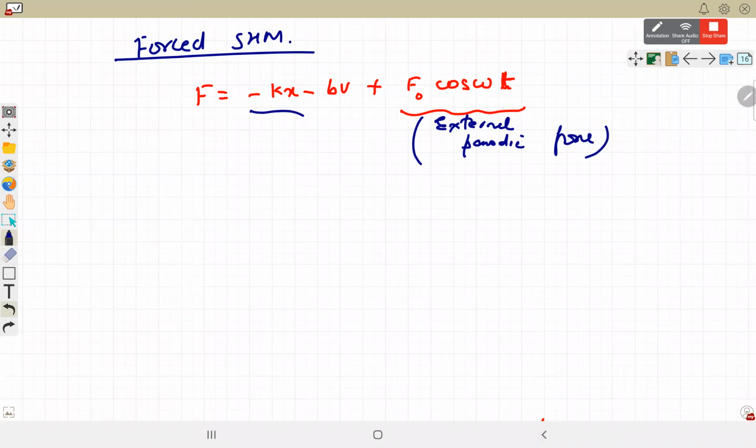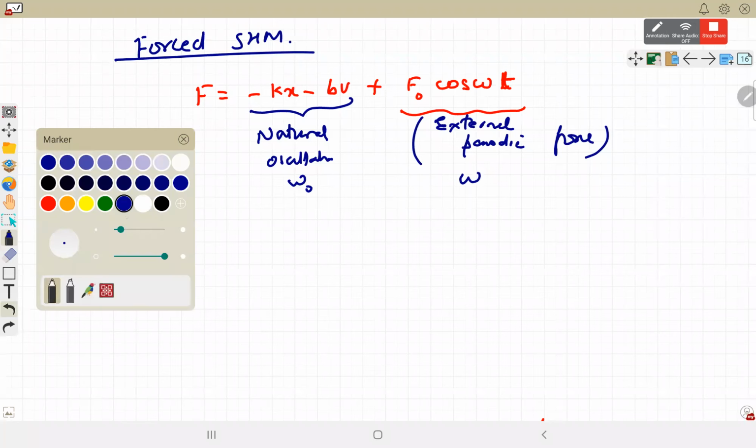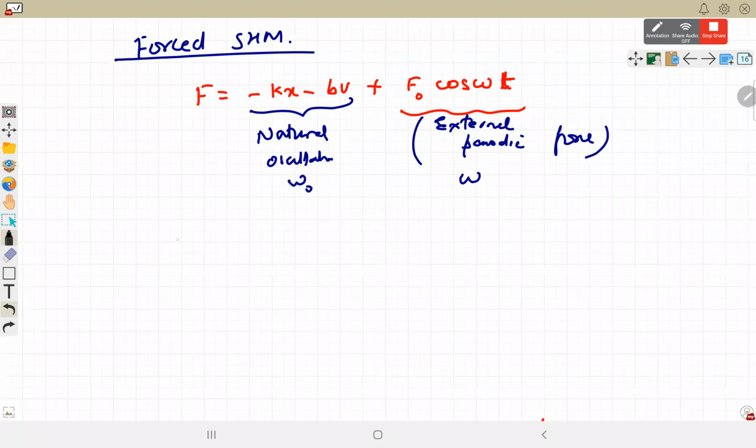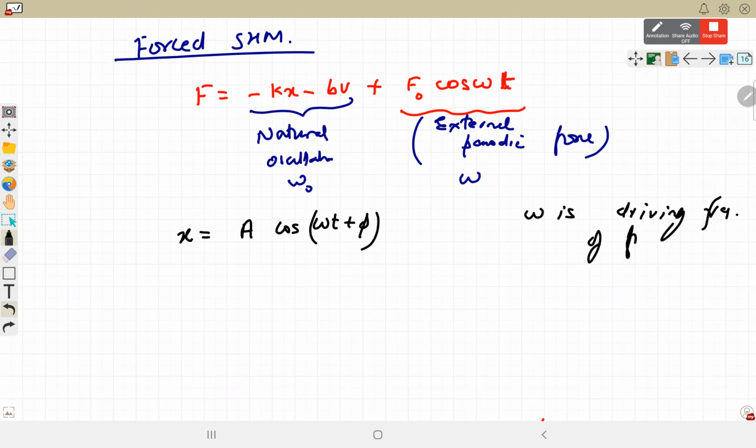So in this, the first part is called the natural oscillation or natural frequency, and the second is the force. Natural oscillation is omega naught, and this is with the frequency of omega. Now the natural oscillation is gone; whatever there is, is due to the force, that is the forced oscillation. So the amplitude will be a new constant amplitude, into cos of omega t plus phi, because omega is the driving frequency of the force, the force with which we are driving the system. The natural length and natural mass don't matter anymore. It is the external force.